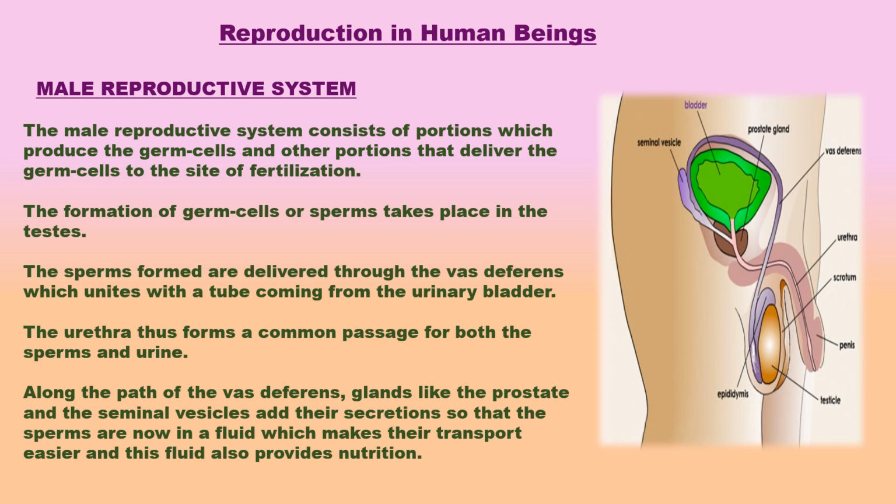Along the path of vas deferens, the glands called seminal vesicles and prostate gland add their secretions to sperms so that the sperms are now in a liquid. This liquid plus the sperms it contains is called semen. The secretions of seminal vesicles and prostate gland provide nutrition to the sperms and also make their further transport easier. Urethra forms a common passage for sperms and urine. Urethra carries the sperms to an organ called penis which opens outside the body.